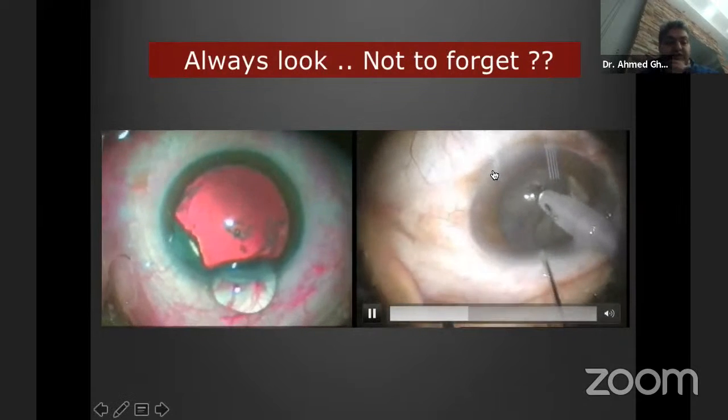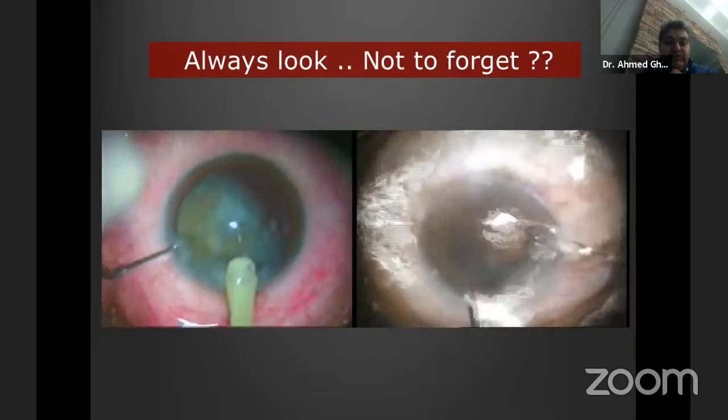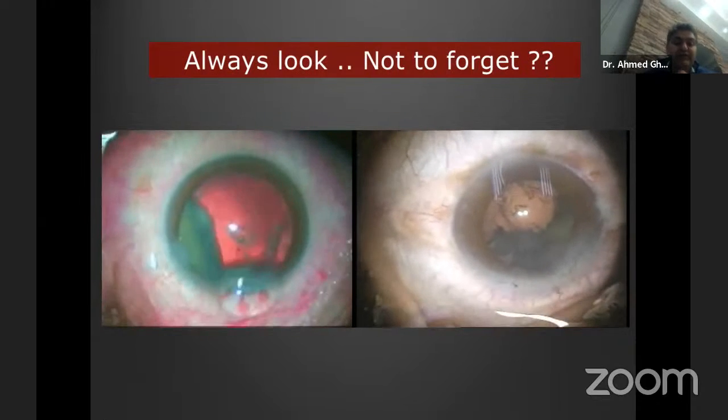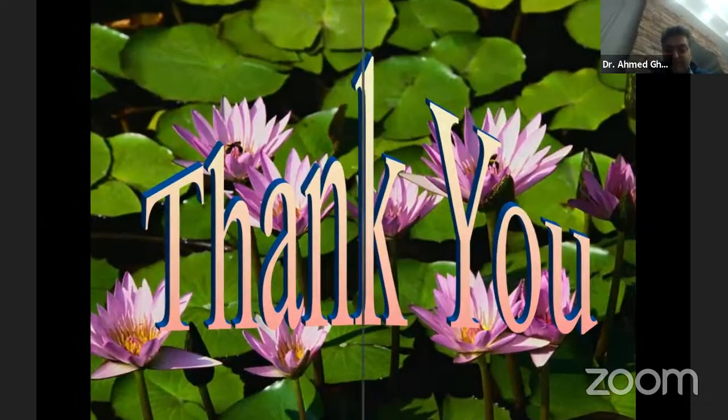Finally, don't forget that with white cataract, you can face something like that. Always, even with good techniques, you might find it. So you have to know how to deal with it, maybe in the next session. Thank you very much.